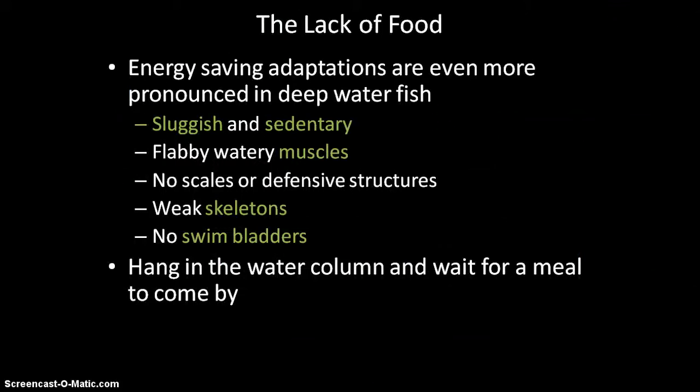Okay, so there's a lack of food, and if these creatures are not swimming around trying to find food, then they are sit-and-wait predators, and they need to save energy. All of the adaptations that we saw in the non-migrating fish in the mesopelagic zone are even more pronounced in these deep water fish. So they are very sluggish and sedentary. They have very flabby, watery flesh. They do not have scales or defensive structures, have very weak skeletons, and no swim bladders. So they're basically just waiting in the water column for a meal to come by.